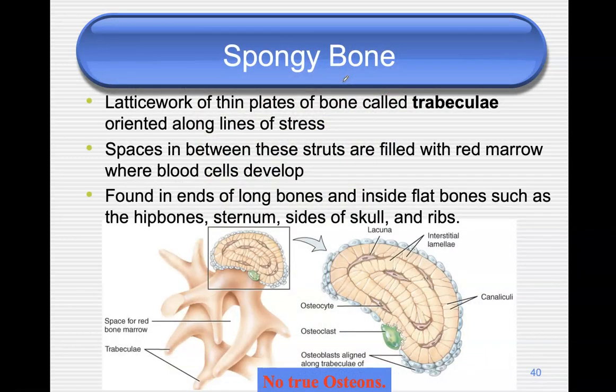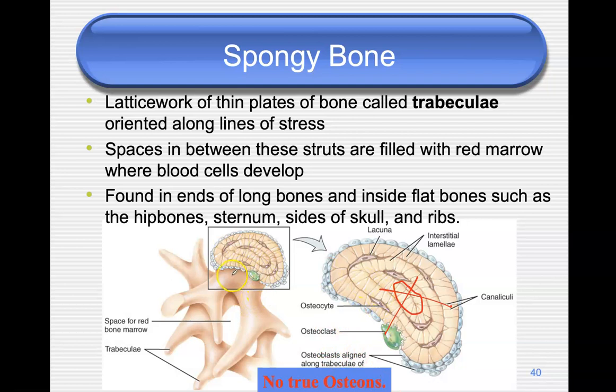Okay, so when we talk about spongy bone, it's going to look very different. And spongy bone does not have true osteons. So it does have a similar arrangement to the osteons, but you'll notice that there is no central canal here, right? So because there's no central canal, it's not a true osteon, and so we call them something different.